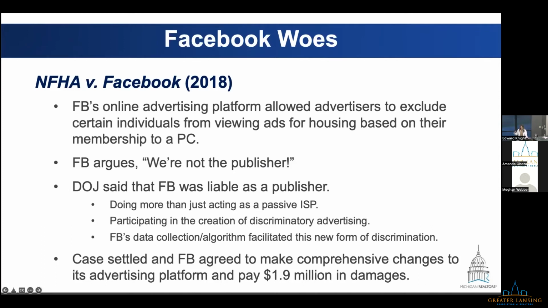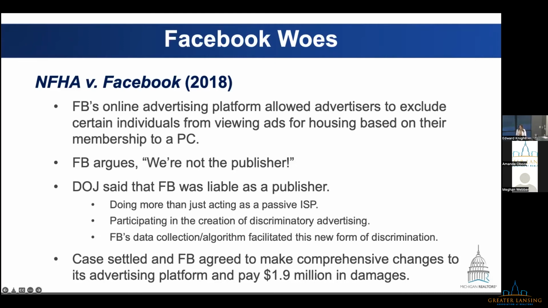So how it worked is when these housing advertisers were selecting their target audience, they would be given a drop-down menu that included a pre-populated list of user demographics. And those user demographics were largely based on protected class status. So advertisers could then select which demographics and which protected classes they wanted to exclude from seeing their advertisements for housing.